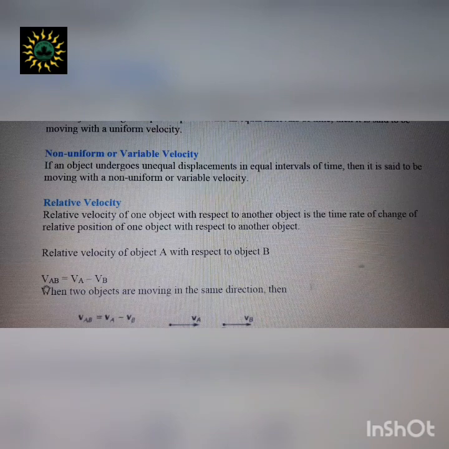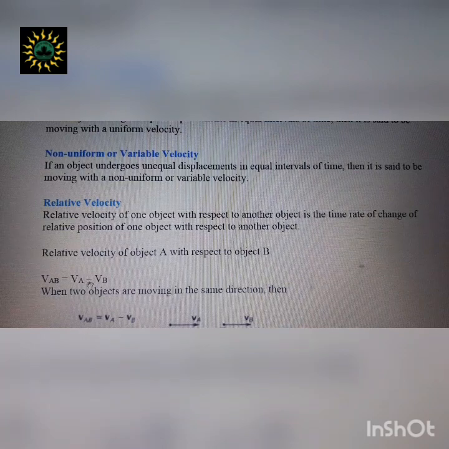VA will be what? If the object A is not moving, VA will be 0, and VB is moving, so VAB, that is the relative velocity of the object which is at rest with respect to the object B, will be just minus VB. But suppose the object A is moving and object B is not moving, so object B is at rest. In that case, the relative velocity of A with respect to object B will be, VA will exist there, but VB will be 0, so VAB will be just VA.